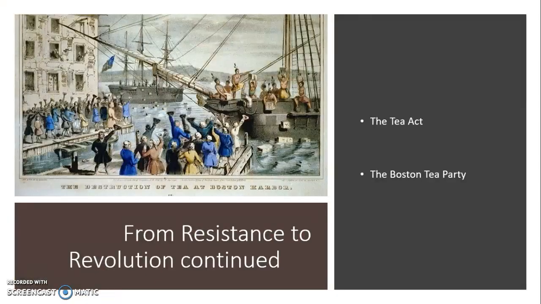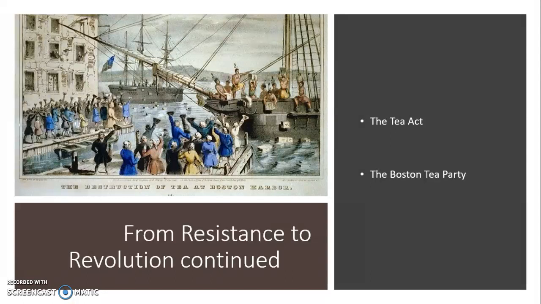The last thing I want to talk about today, before we save the rest for tomorrow in class, is the Tea Act and the Boston Tea Party. So, the British East India Company is a British merchant company. British East India is the name. And they were in financial trouble and they needed some help.